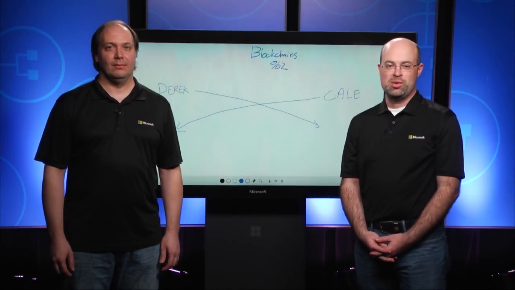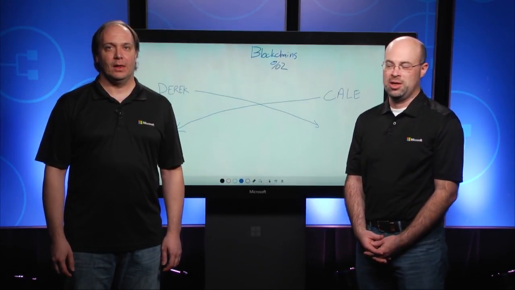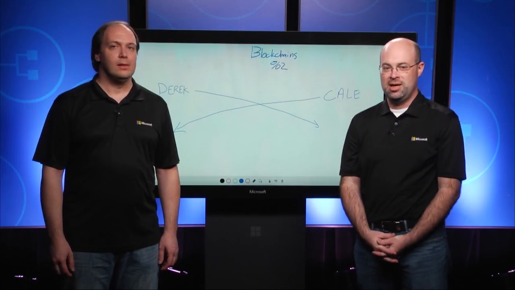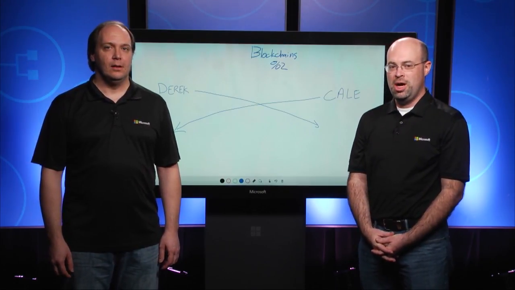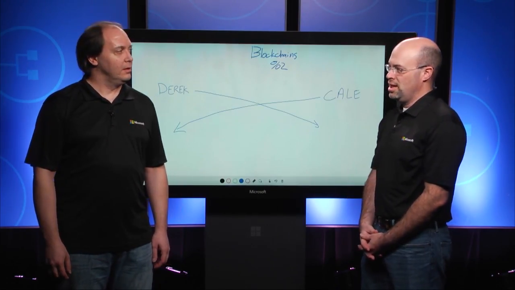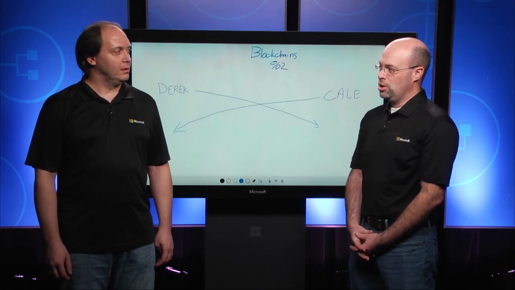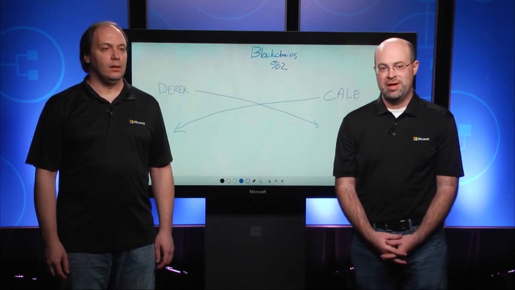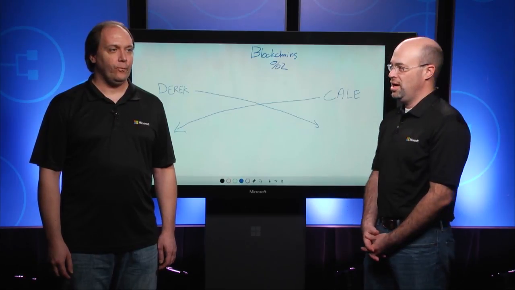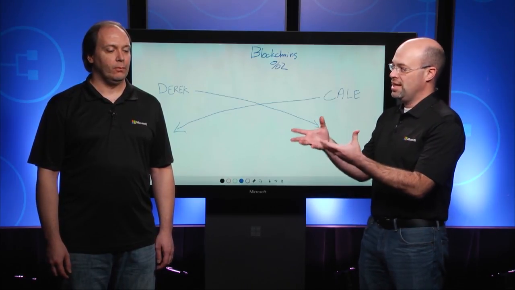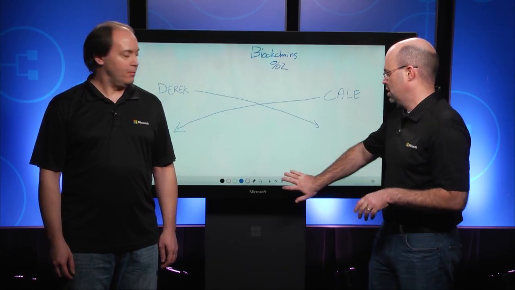Welcome back to some more architectural drawings around blockchain. I'm here with Cale, and today we are going to talk about how smart contracts and accounts get created, and we'll also spend a little bit of time talking about the different types of designs within the actual blockchain infrastructure. So let's go ahead and get started, Cale.